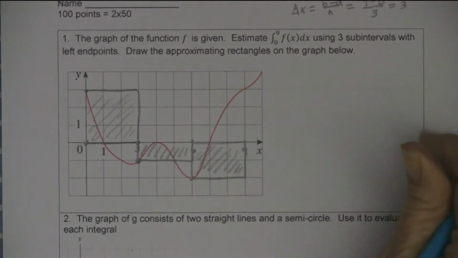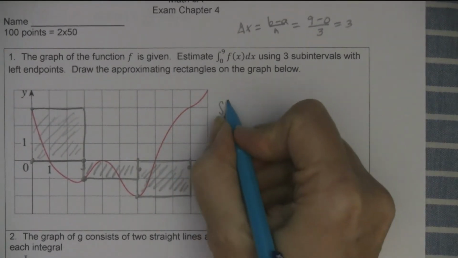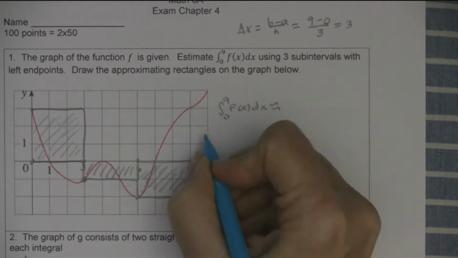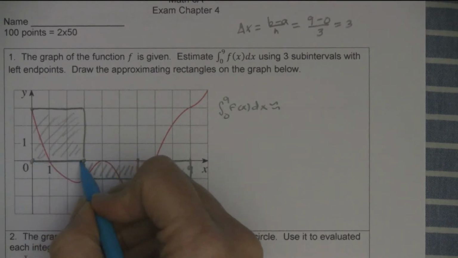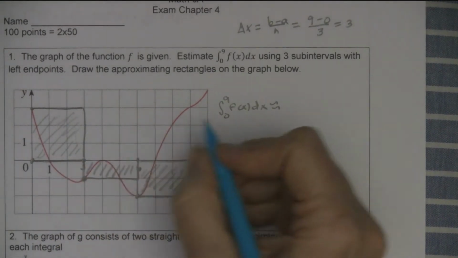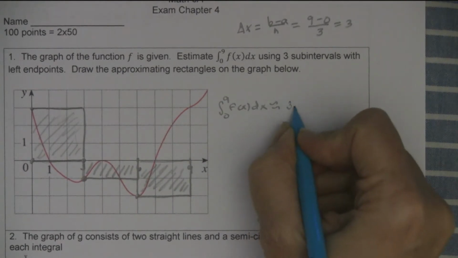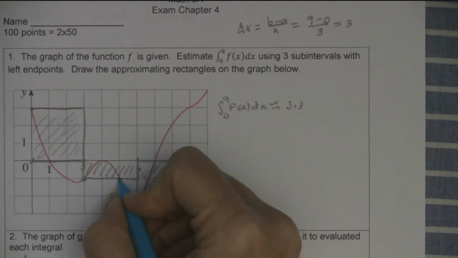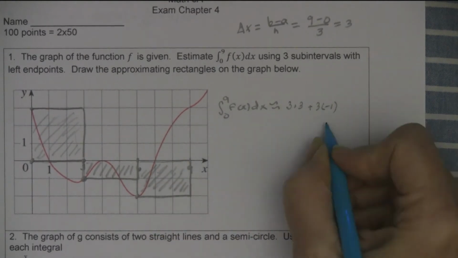Okay, so the approximation for our integral, I'm going to use squiggly equals for approximation, is going to be this rectangle right here, which is 9, right? You can count it if you like. You can also say it's 3 by 3, however you want to do it. So the width times the height, 3 by 3, whereas this one is 3 by negative 1, and this one is 3 by negative 2.